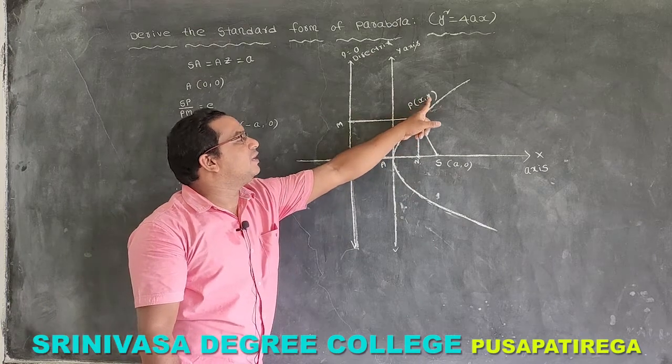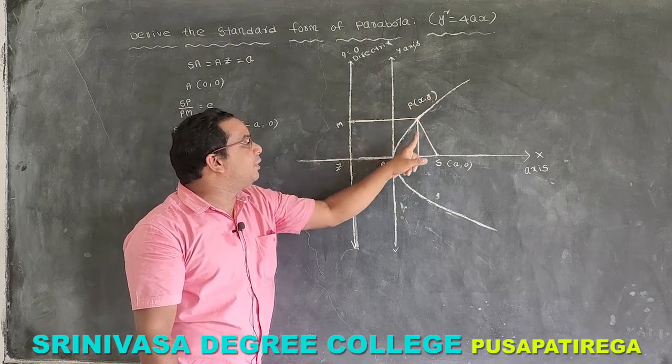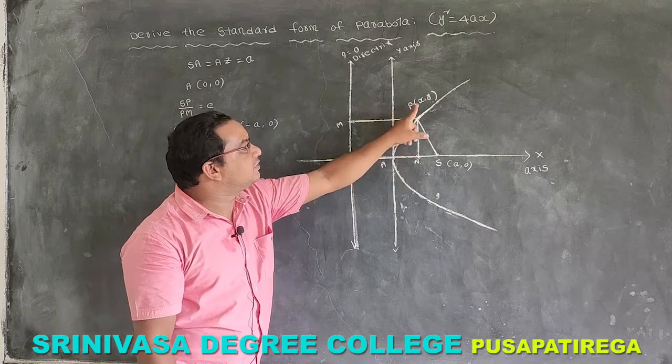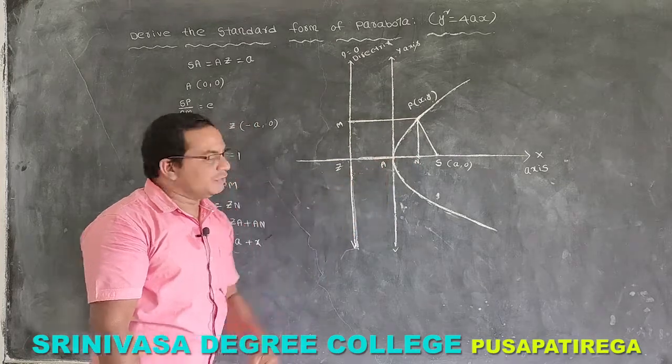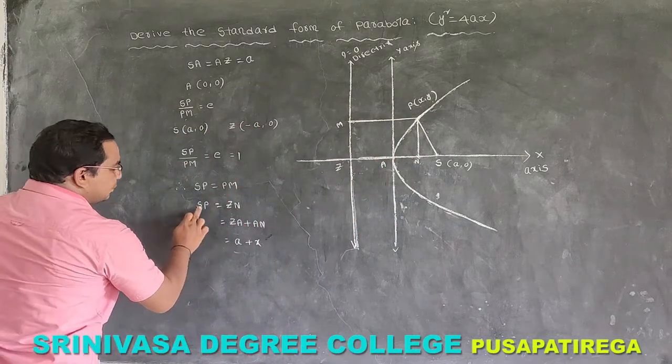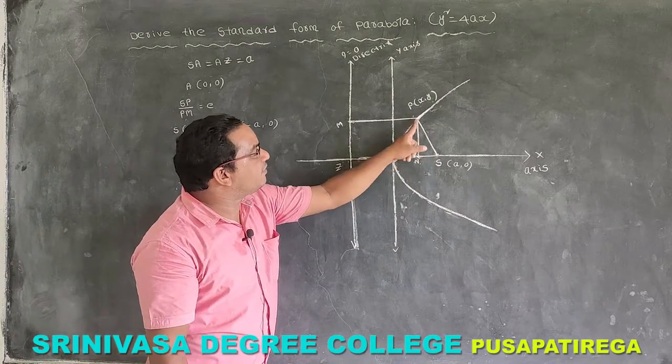Here the P coordinates are x comma y. That's why the perpendicular distance from P to N is the same as the x coordinate. That's why AN is equal to x only. So SP means the distance between these two points, S and P.